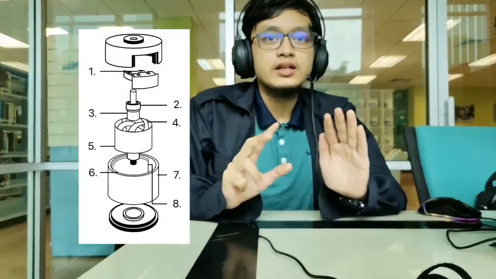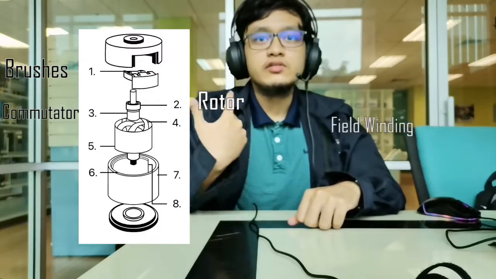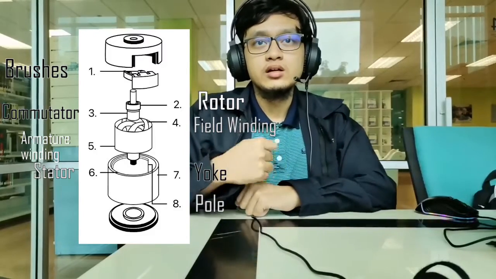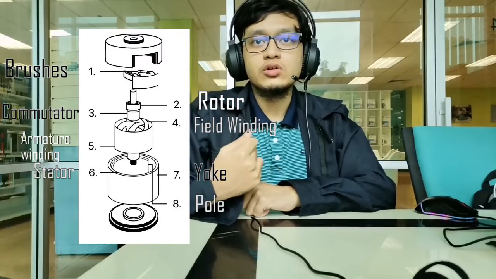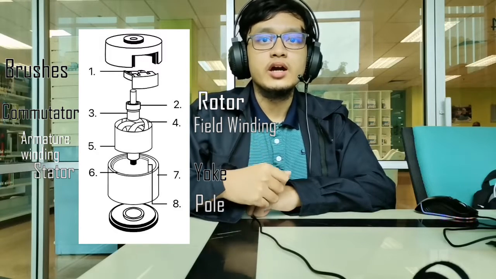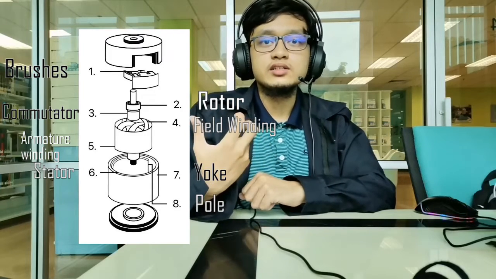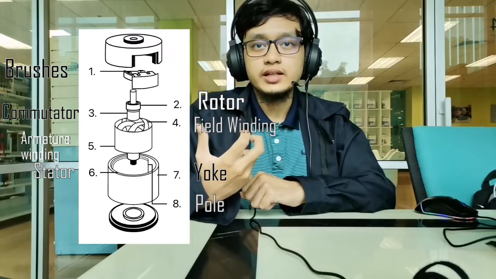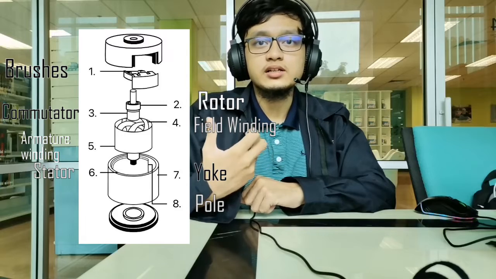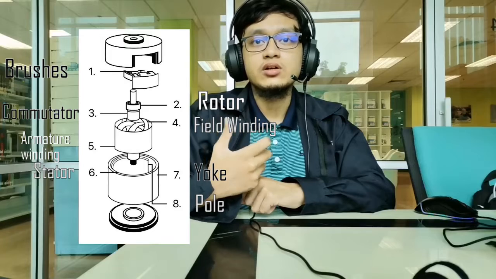There are 8 parts in the DC motor. First, brushes, rotor, commutator, field winding, armature winding, stator, yoke, and poles. Brushes are a bridge to connect the static electrical circuit to the rotor with the commutator. The rotor contains coil winding that is powered by the DC current, and the stator contains either permanent magnet or electromagnetic windings. When the motor is powered by DC current, a magnetic field is created within the stator, attracting and repelling the magnet on the rotor.